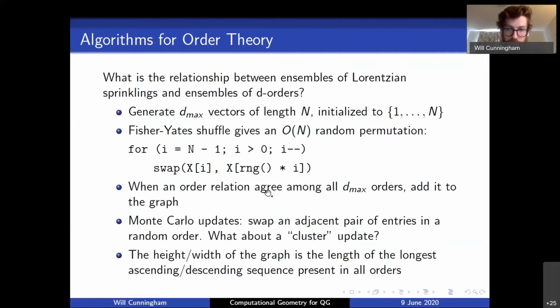When an order relation agrees among all of these orders, you add it to the graph. You might now do some Monte Carlo simulation where you swap adjacent pairs or adjacent subsets of your order, and this would give you some way to study the sample space of the D orders. The height and the width of the graph, interestingly, corresponds to the length of the longest ascending or descending sequence present in all orders. So this is another example of where order theory plays a role directly in geometric properties.